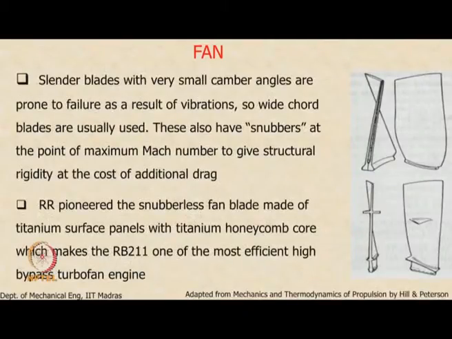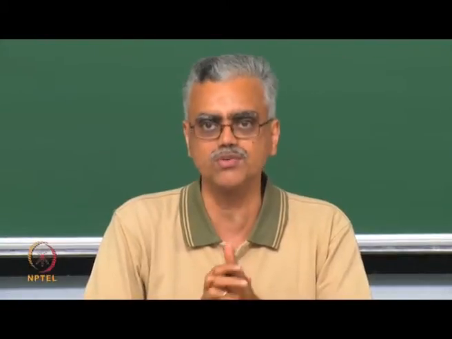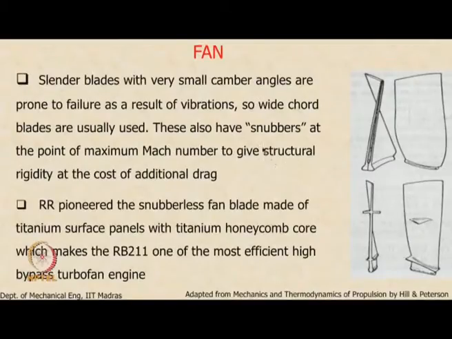Now, we looked at the gas dynamic aspects of the fan blade so far. Let us now look at structural aspects, because that is also important. Remember, many times a design may be good on paper, but it may not be possible to actually realize it in real life, and that is what we are looking at next. What are the structural issues associated with the fan?